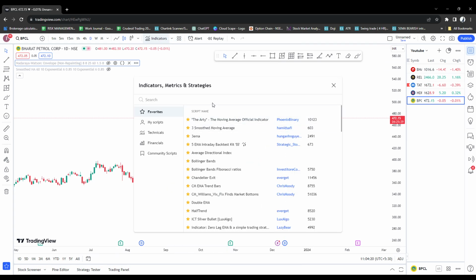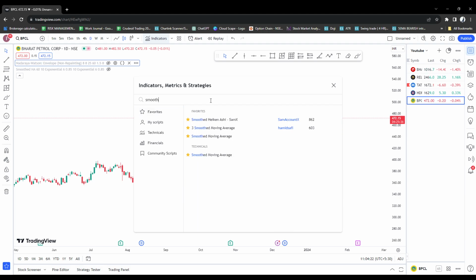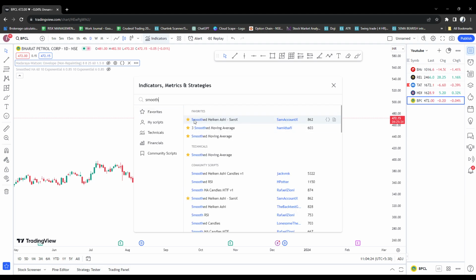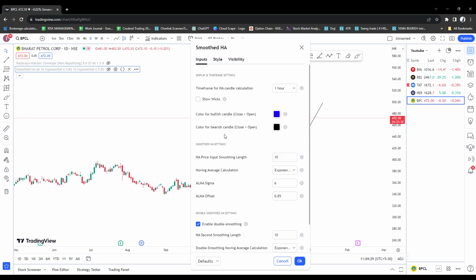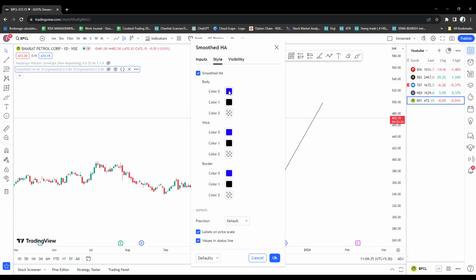Next is smoothed Heikin-Ashi by Samex. Once you type this, open it. It should show here. The time frame should be changed to 1 hour. Wicks can be turned off. Under styles, this is green and this is red. This blue is green, black is red. Just for visual confirmation, I'm keeping this as blue and black, because when it comes to the chart, it will start confusing.